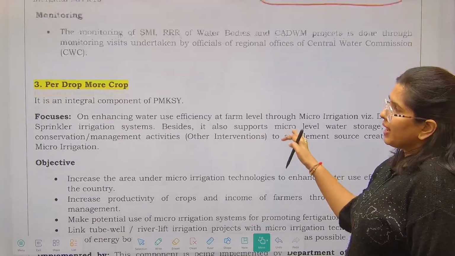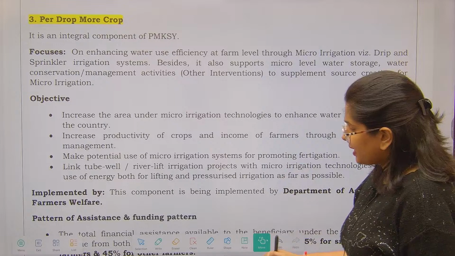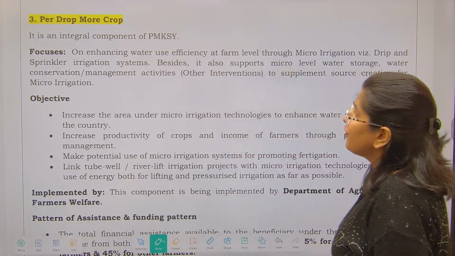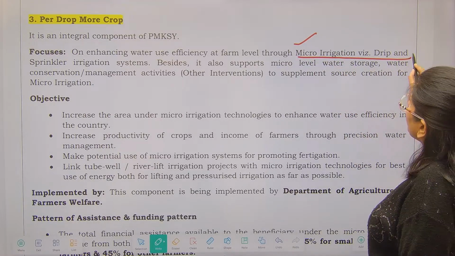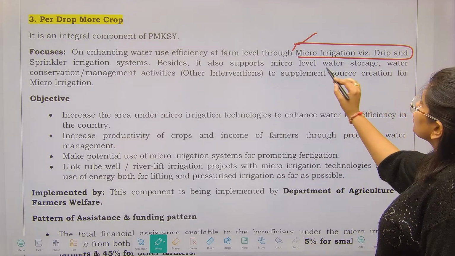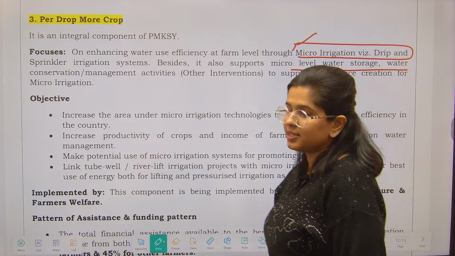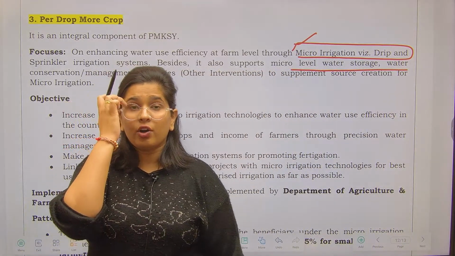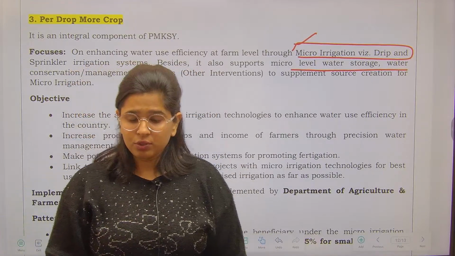Then we have the next component that is called Per Drop More Crop. It is again an integral part of your Pradhan Mantri Krishi Sinchai Yojana, right? It focuses on enhancing water use efficiency at farm level through micro irrigation like drip irrigation and sprinkler irrigation. Also supports micro level water storage, water conservation activities as well. See, when you have micro level storage, then only you can think of providing irrigation as well. ठीक है, उसी के बाद में आप irrigation के बारे में भी सोच सकते हैं.